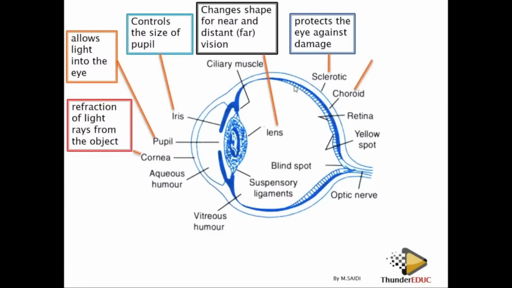This is the dark part of the eye. This part is dark, yes. It's very important in reducing refraction. So why is it important?